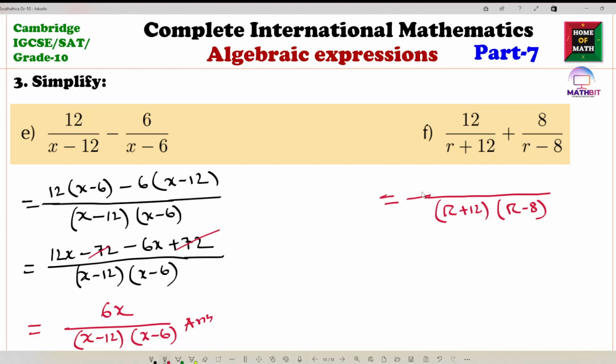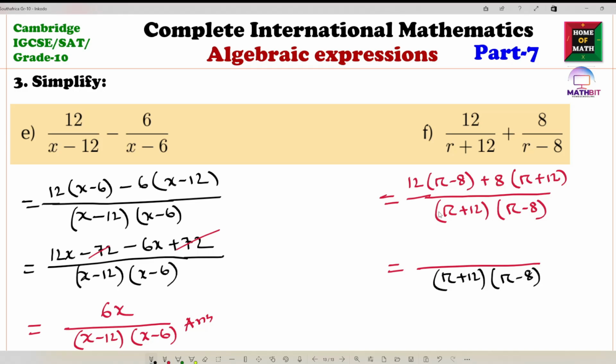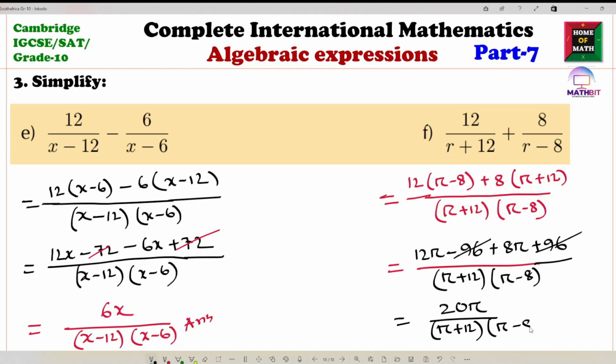Number F, similar, no common factor, so (r plus 12) times (r minus 8) is our LCM. So 12 times (r minus 8) plus 8 times (r plus 12). Okay, then over (r plus 12)(r minus 8), and here is 12r minus 96 plus 8r plus 96. So minus 96 plus 96 cancel out, here is 20r, then over (r plus 12) and (r minus 8).